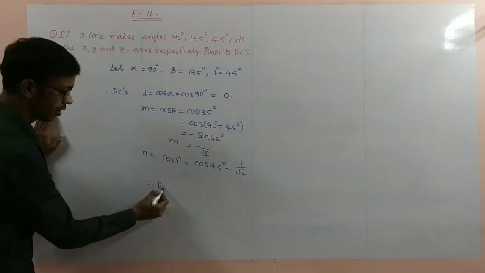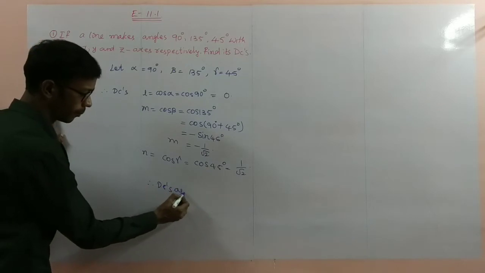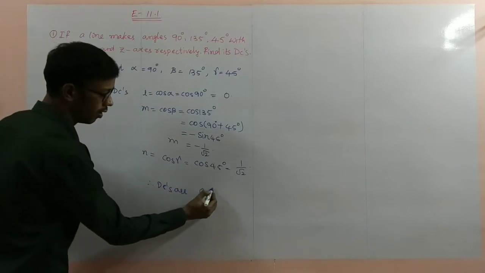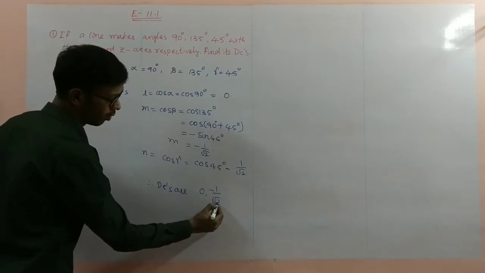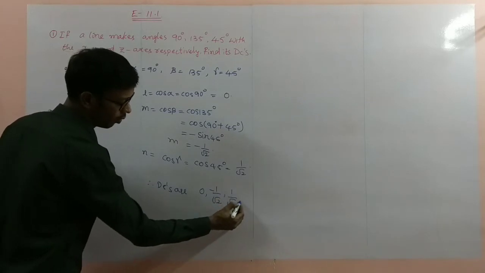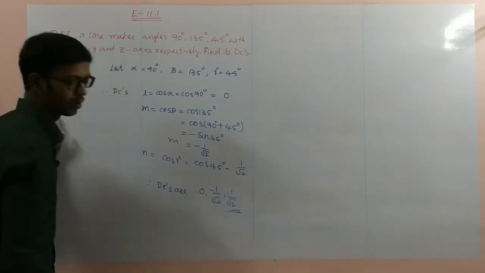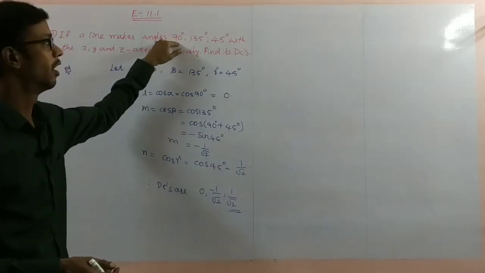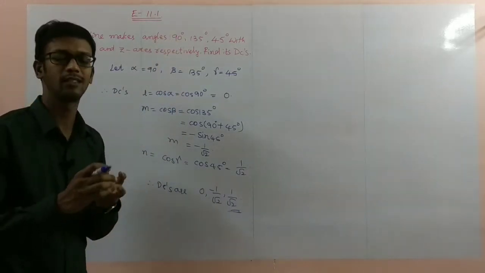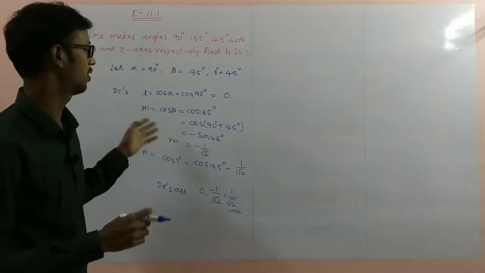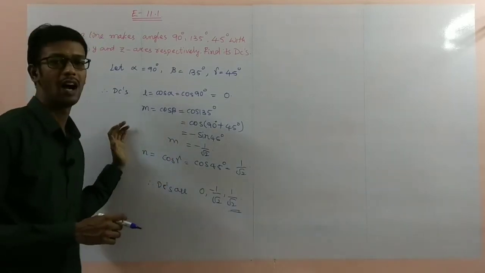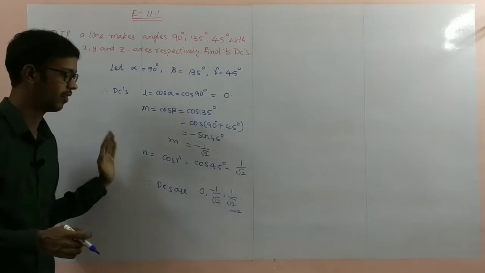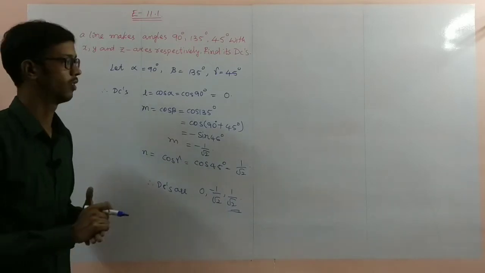Therefore, direction cosines are 0, minus 1 by root 2, 1 by root 2. So these are the direction cosines. If you know the angles with x-axis, y-axis, z-axis, the direct formula is there. l equal to cos alpha, m equal to cos beta, n equal to cos gamma. Those are called the direction cosines.